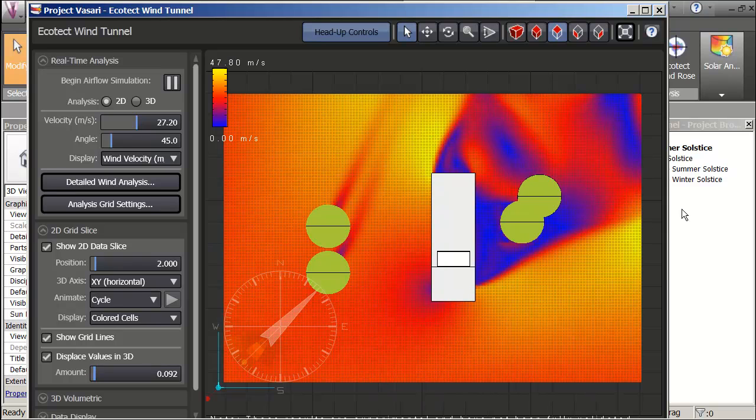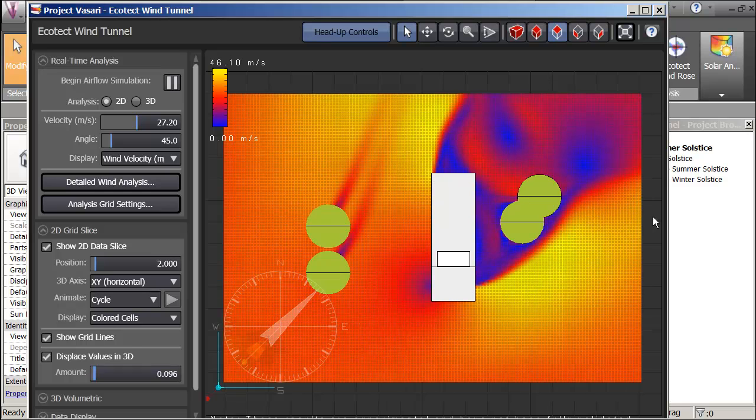This should stop running when the simulation has stabilized. So from this you should be able to see the obvious location for the windows is on this side of the building.